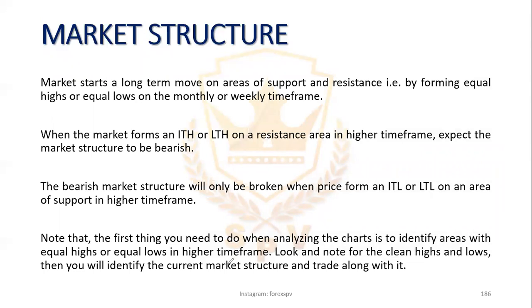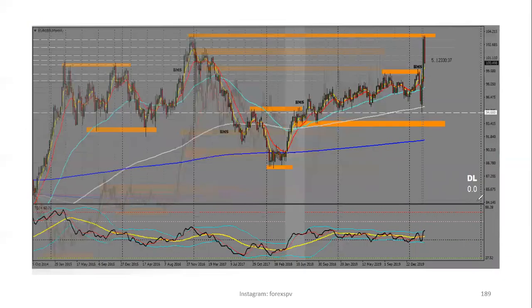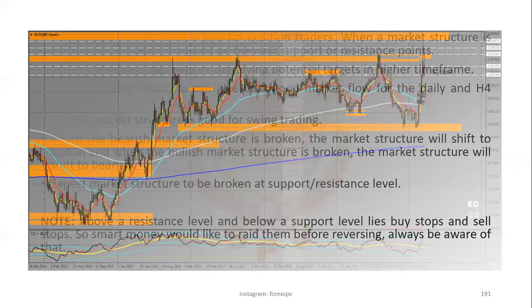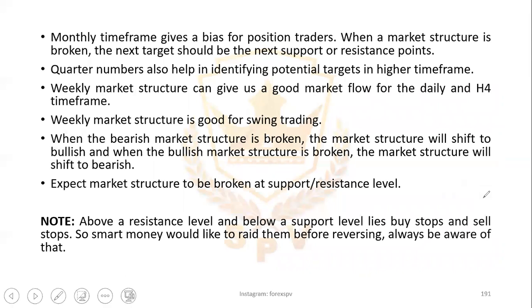So in our analysis, the first thing that we need to do is to identify these areas with equal highs, equal lows in our time frame. Look and note for these clean highs and clean lows, and then you will identify the current market structure and trade along with it. So on the monthly and on the weekly is where we look at the market structure. And having known the market structure, it gives us what we call bias for position traders. So monthly time frame, weekly time frame gives us bias for position traders.